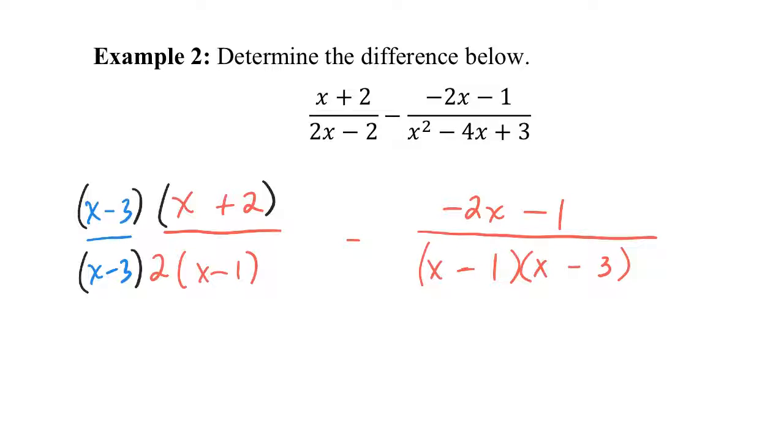Eduardo, the right fraction, what is it missing that's on the left fraction? Just the number 2. But I have to remember again that 2 is going to get distributed to the entire other numerator. So I'm going to put that numerator, negative 2x minus 1, in parentheses for that reason.